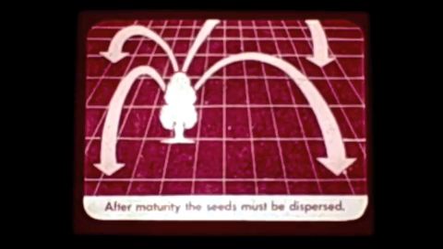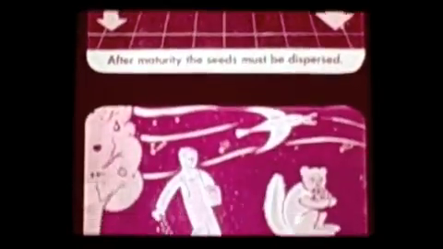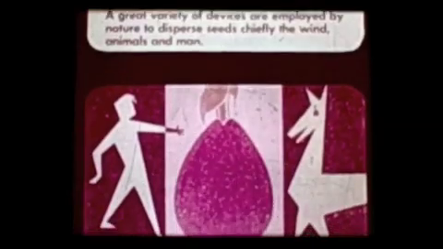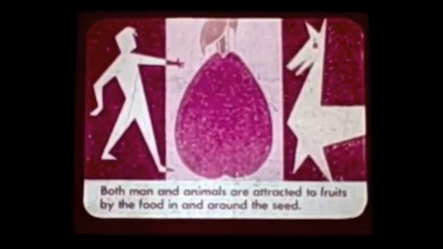After maturity, the seeds must be dispersed. A great variety of devices are employed by nature to disperse seeds, chiefly the wind, animals, and man. Both man and animals are attracted to the fruits by the food in and around the seed.